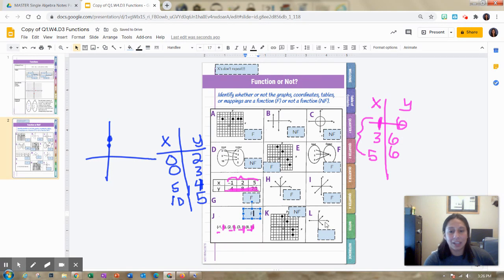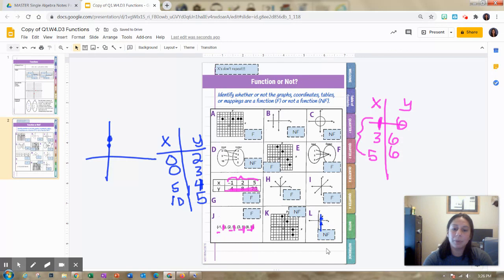So J is a function. The last one we have is L. If I were to draw a vertical line through it, my goal is to figure out, would it only hit 1 point? No, it would hit right here and up here at the top. So because it would hit twice or more than one time, this is not a function. So L is not a function.